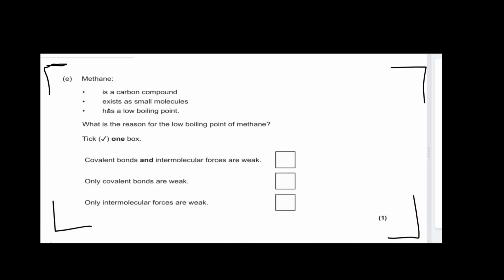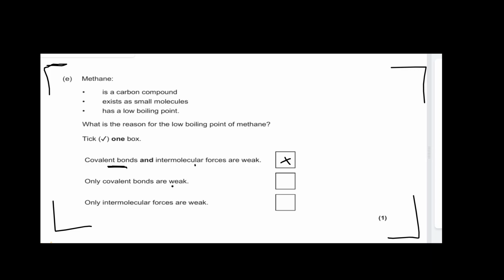Okay, next question. Methane is a carbon compound. It exists as small molecules and it has a low boiling point. What is the reason for the low boiling point of methane? Tick one box. So, covalent bonds and intermolecular forces are weak. Now, covalent bonds are not necessarily weak. However, intermolecular forces are weak, so this will not be our answer.